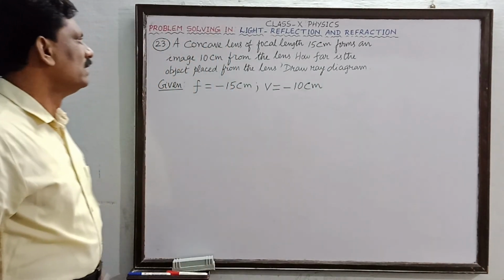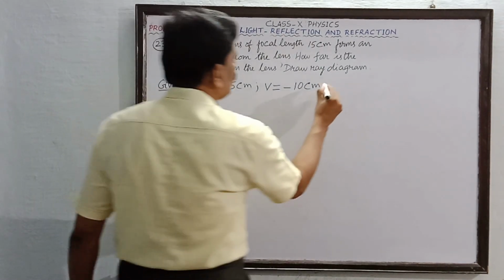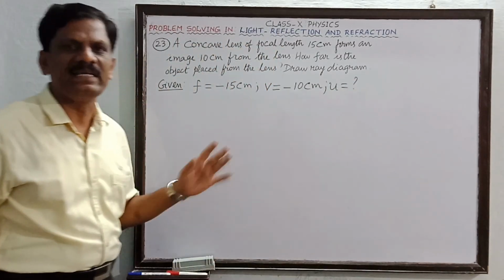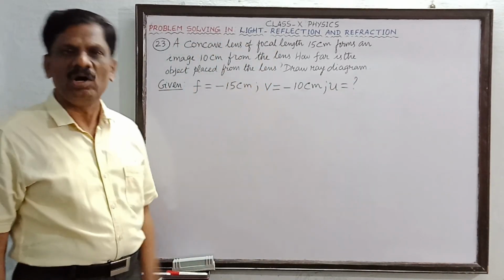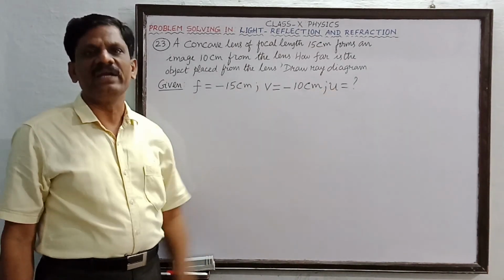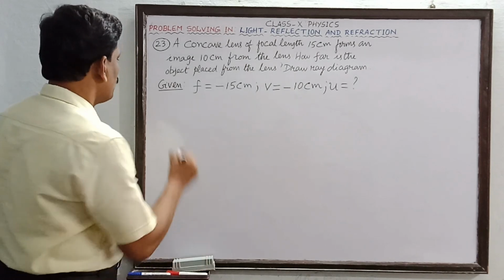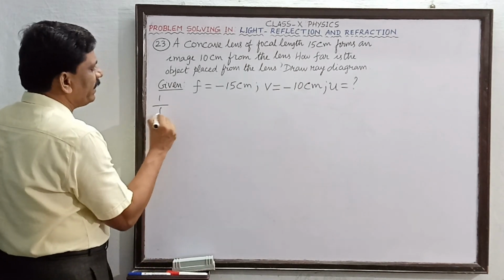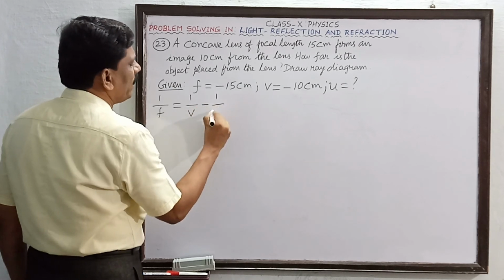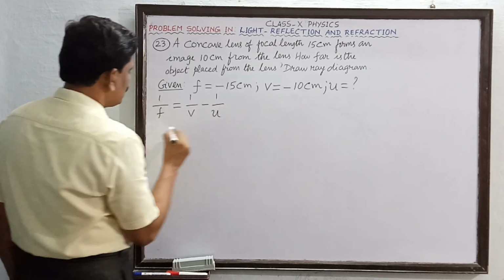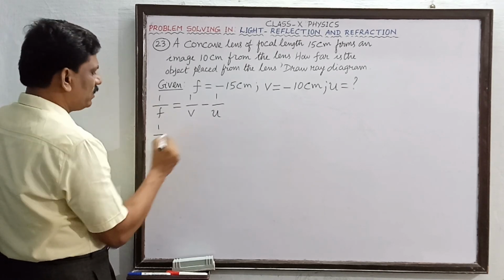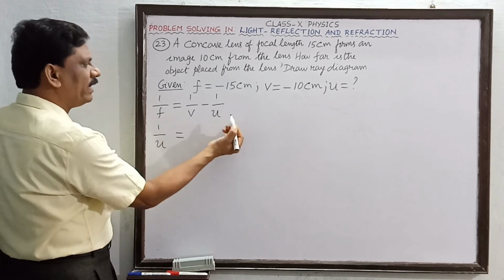Okay, students. Object distance is asked. So that is u equal to question mark. We have to find. This is the first time we are finding the object distance. So what is the equation relating f, v and u? It is the lens equation. So from the lens equation, 1 by f is equal to 1 by v minus 1 by u. Therefore 1 by u we want, so 1 by u is taken to the left side.